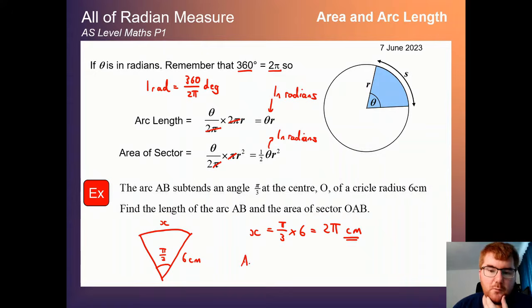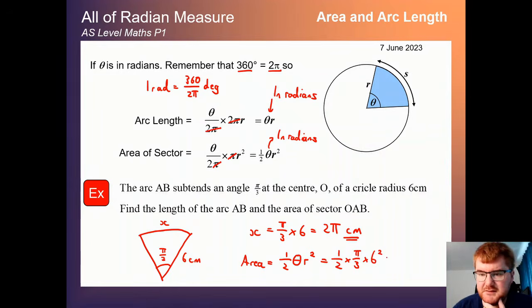The area we can work out in a very similar way. We use our formula, so a half theta r squared. Doing all this in exact values, again, you can check on your calculator. So we have a half times the angle in radians, which is pi over 3 times the radius squared, 6 squared. So that gives us then pi times 36 divided by 6. And if we simplify that down, that just gives us 6 pi centimeters squared. Hopefully this particular example shows you how easy it is just to work out areas and arc lengths very, very straightforwardly.